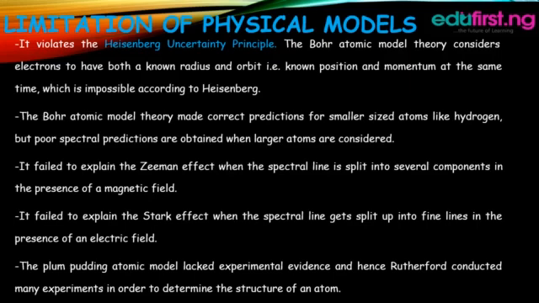Then the third one, it fails to explain the Zeeman effect. The Zeeman effect means that the spectral line is split into several components in the presence of a magnetic field. It also fails to explain the Stark effect, which is the process whereby a spectral line gets split up into fine lines in the presence of an electric field. Then the last one is that the plum pudding model lacked experimental evidence, and hence Rutherford conducted many experiments in order to determine the structure of an atom.